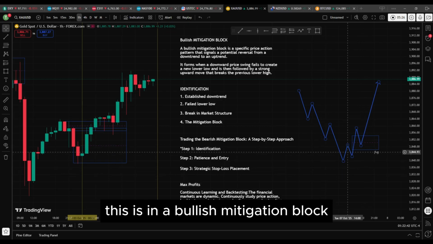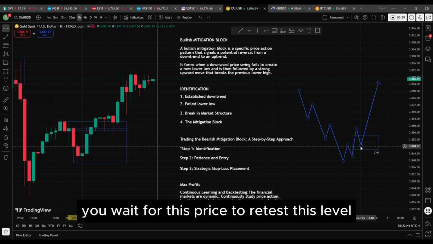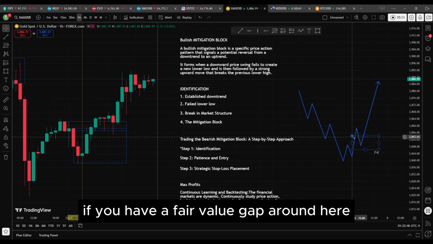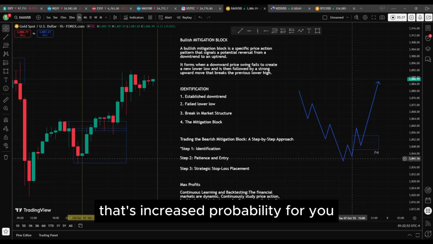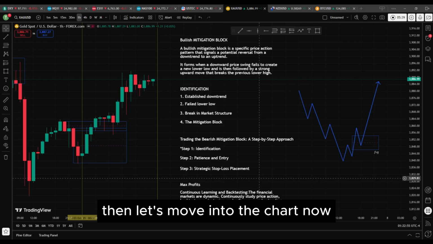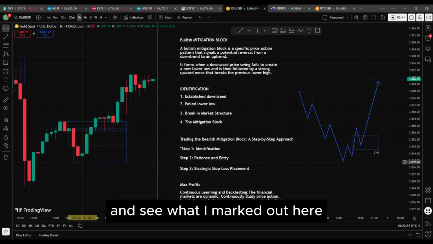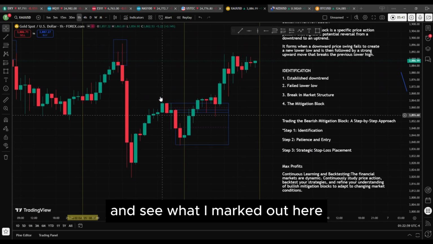This is in a bullish mitigation block. You wait for this price to retest this level. If you have a fair value gap around there after that, possibly that increases the probability. That's increased probability for you. Then let's move into the chart now and see what I marked out here.